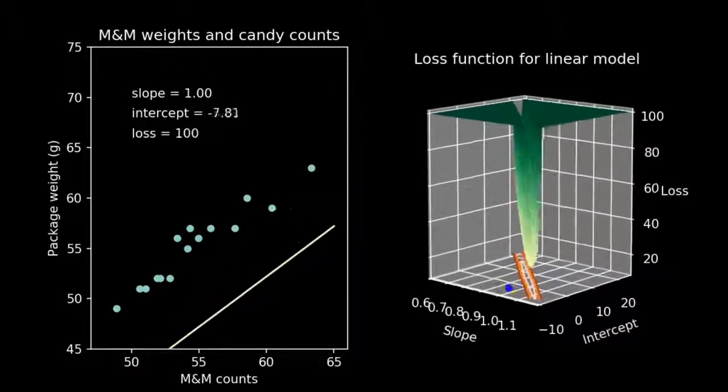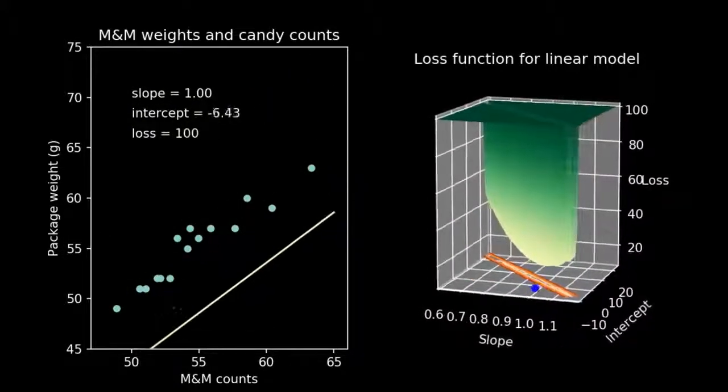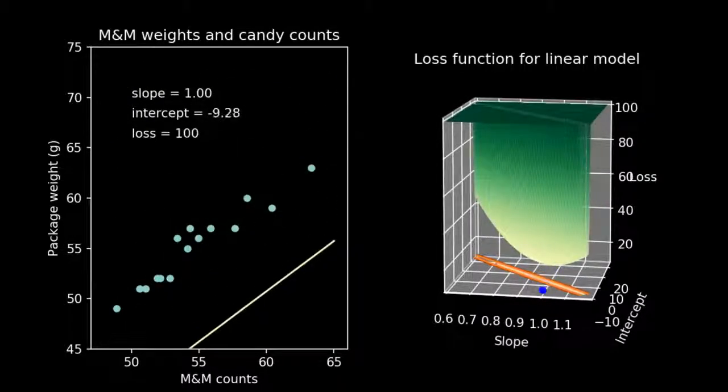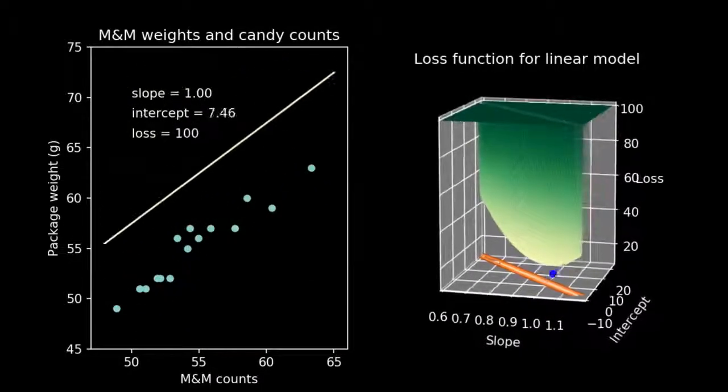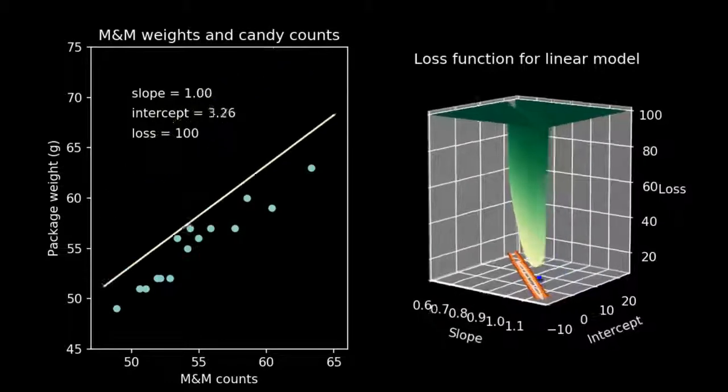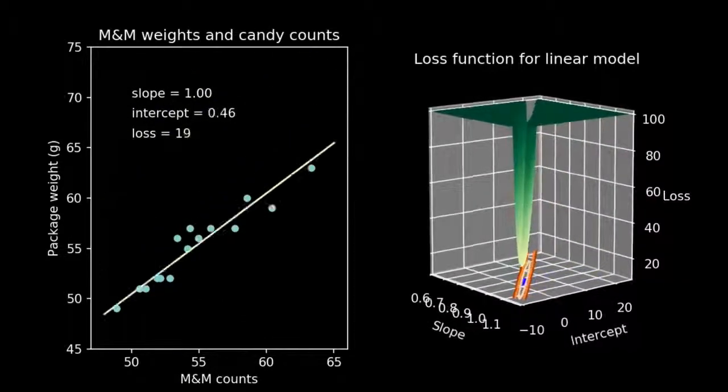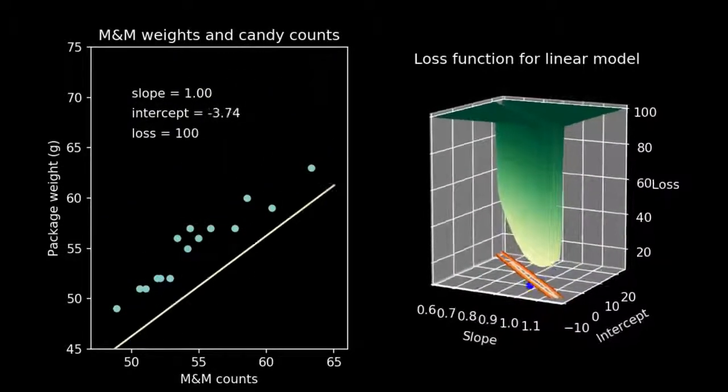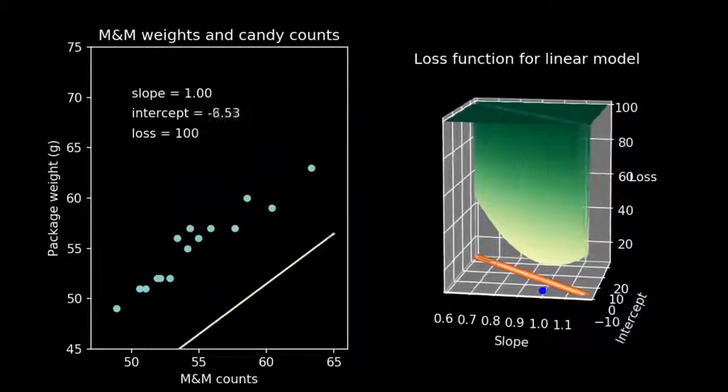Notice that as the line passes through the data points, the loss gets lower, and once the line moves past the data points, the loss climbs again. There's a point in the middle at which it's quite low, but that's still not quite the lowest value of the loss function across the entire parameter space.